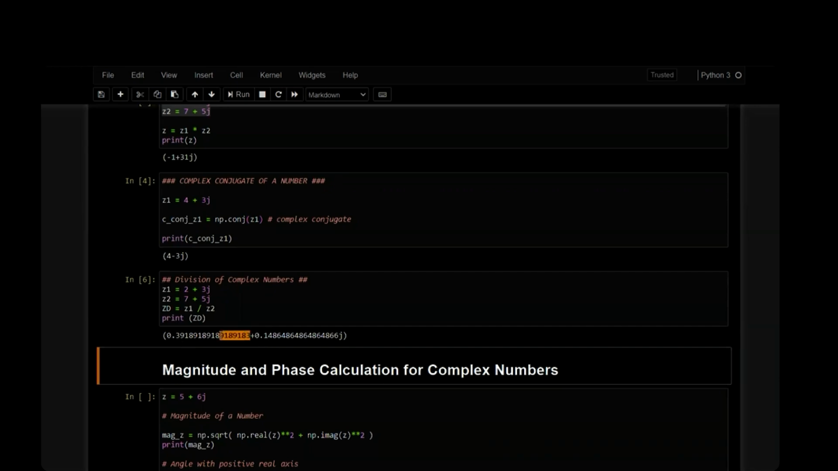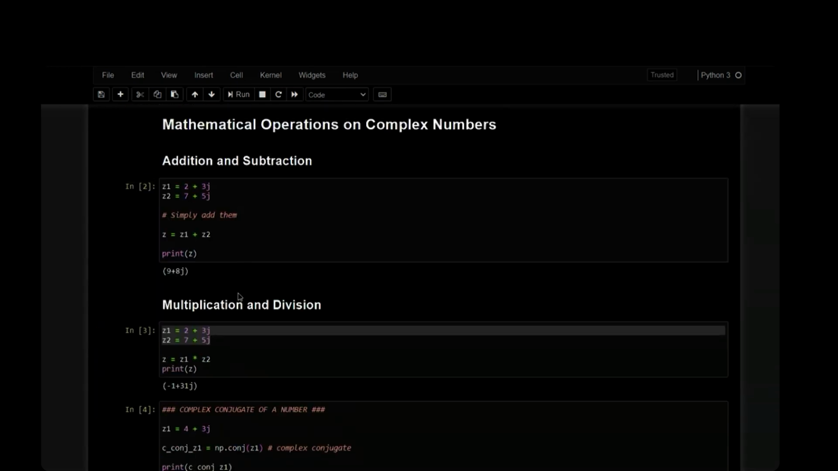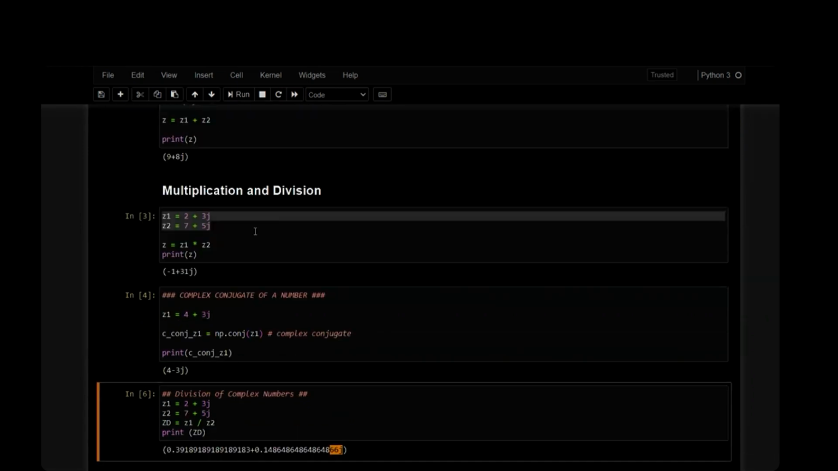In Python, mathematical operations on complex numbers are simple and fast, while in theory, especially for multiplication and division, calculations can take more time. The important concept is that before using Python, you must understand the mathematics of complex numbers by hand. This ensures that you fully understand and appreciate the power of Python.